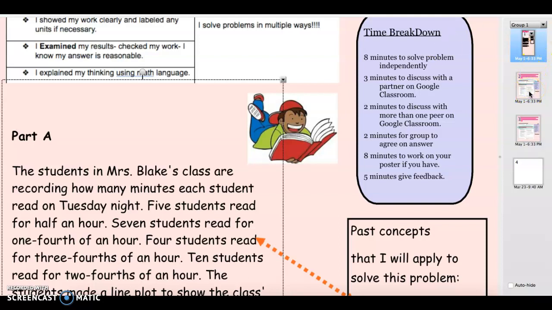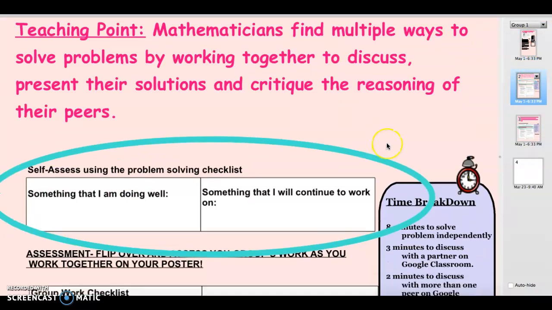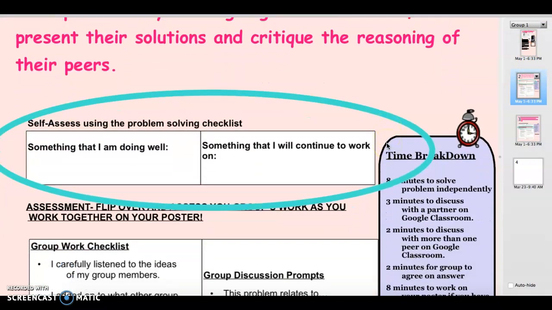Once you're done, I want you to self-assess your work. Think about something that you did well. Jot that down. Then think about something that you can continue to work on. We all can use some improvement at all times. So think about what's one thing you could have done better.